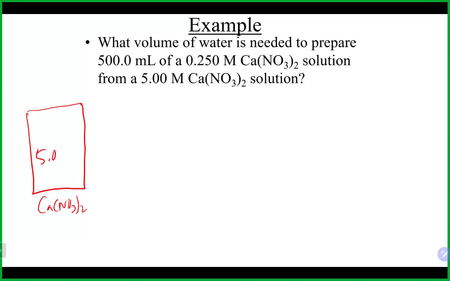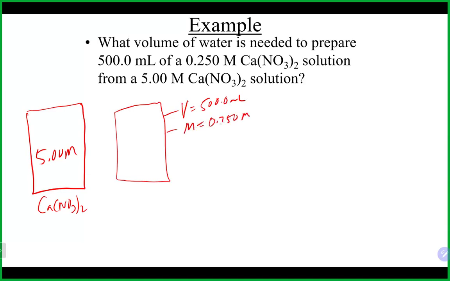That is 5 molar. And we want to make a new container that has a volume of 500 milliliters and a molarity of 0.25 molar. Obviously our original bottle here is 5 molar. So this is a dilution. We could do our M1 V1 equals M2 V2.